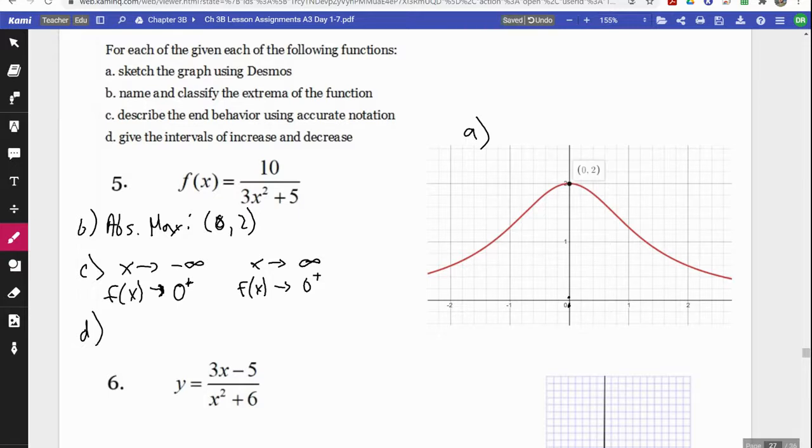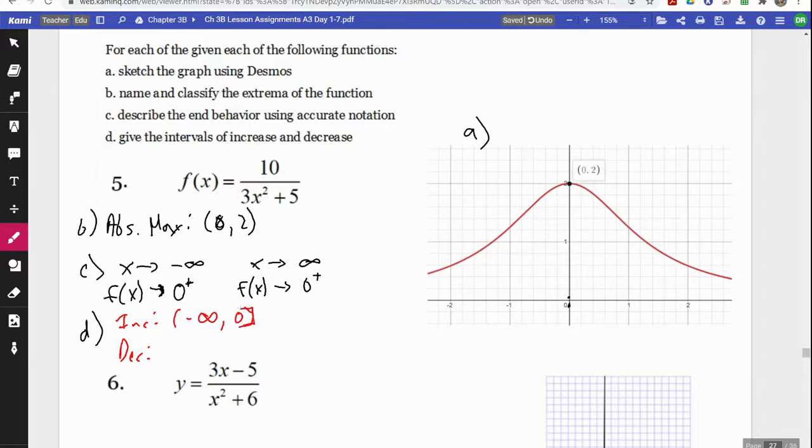And now intervals of increasing and decreasing. I don't have a ton of space, so let's do it in red. Increasing, decreasing. As we are way out on the left as we start marching, if we read the graph left to right, we see that the graph is going up ever so slightly until we get up to its absolute maximum. And so it is increasing from negative infinity to 0.